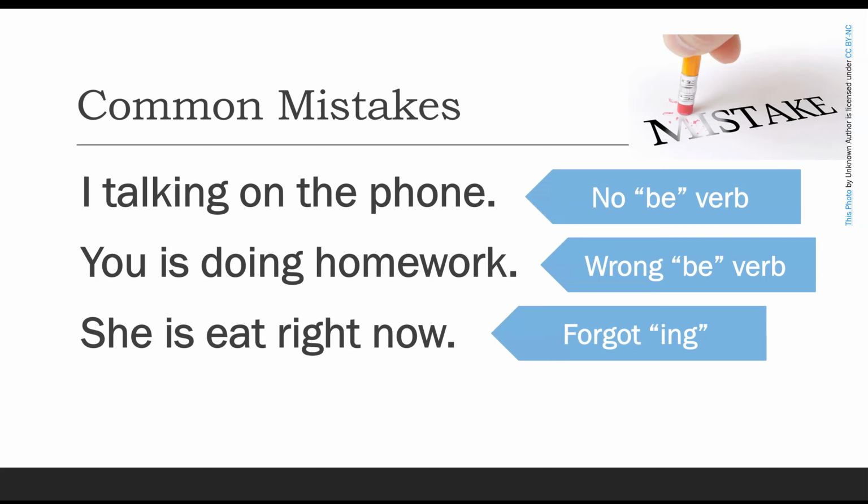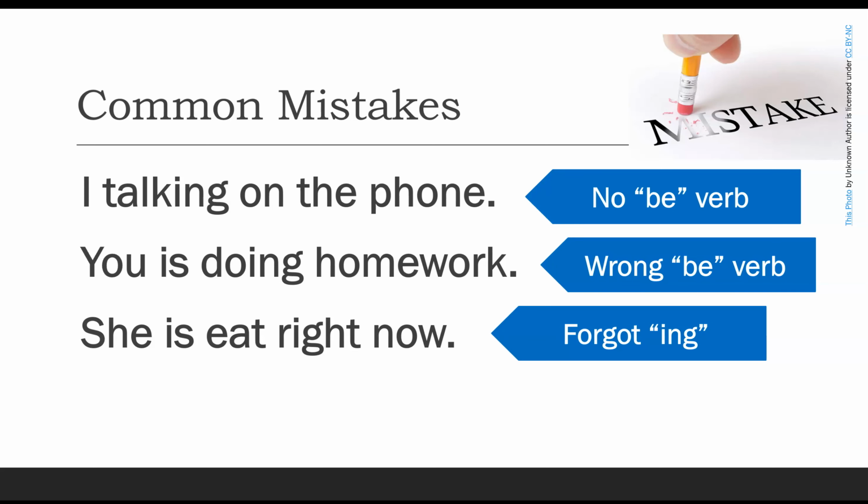Okay, not correct. So here in the blue on the right side, first one, they forgot the be verb. So it should be I am talking. Second one is the wrong be verb. So we have to be careful. If we talk about you, it's you are, not you is. So just remember, double check your work. And the last one, the person forgot ing. So she is eating right now.